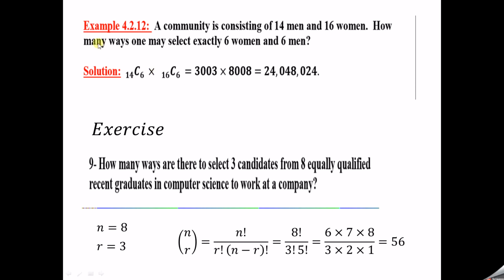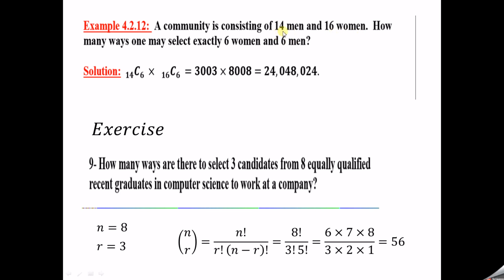So the next example, 4.2.12. A committee consists of 14 men and 16 women. How many ways may one select exactly 6 women and 6 men? So there are 14 men and 16 women, and we are interested in selecting 6 women. From 16 women we want to select 6 women without regard to order. Order is not mentioned here, so we may select any 6 women from the given set of 16 women.